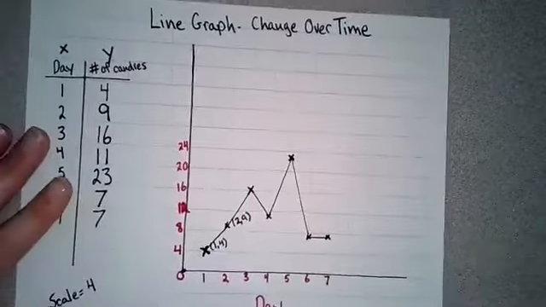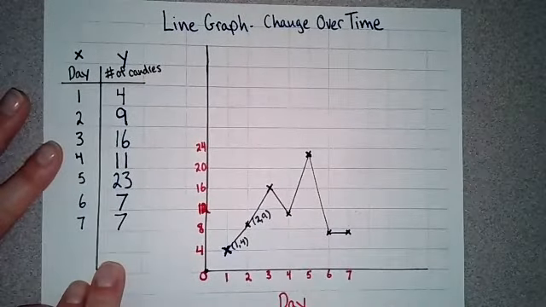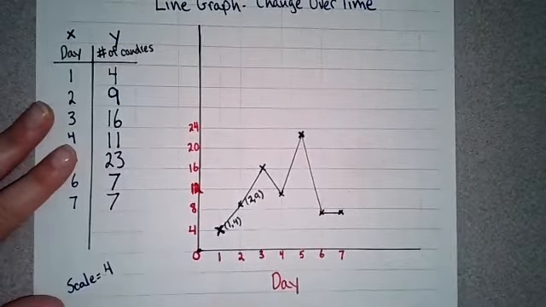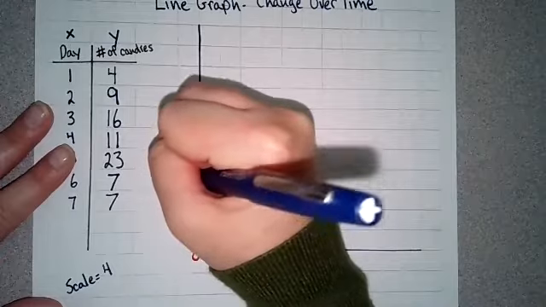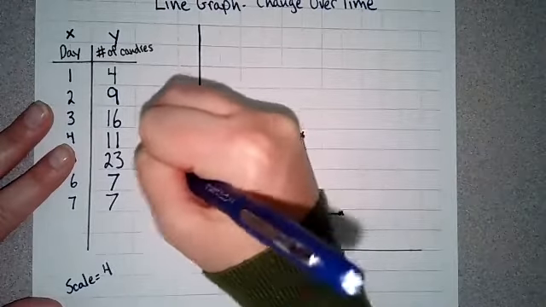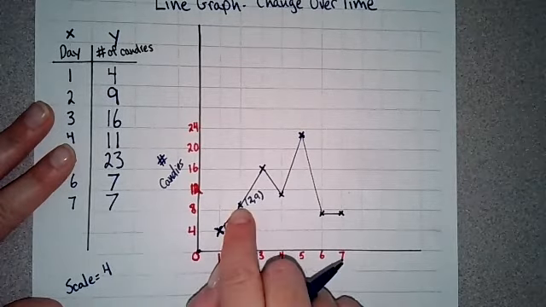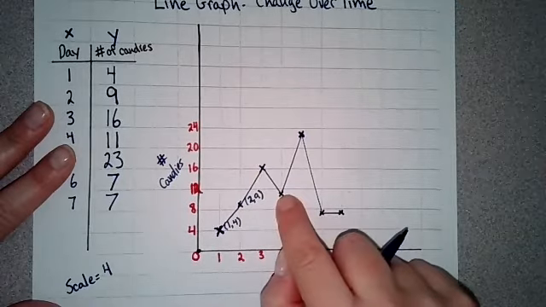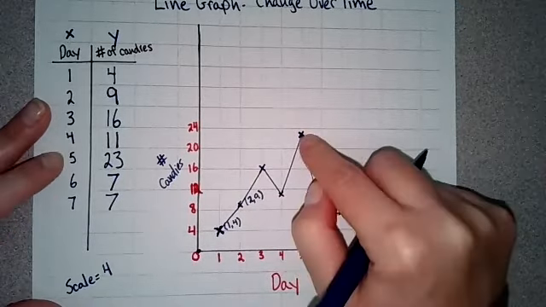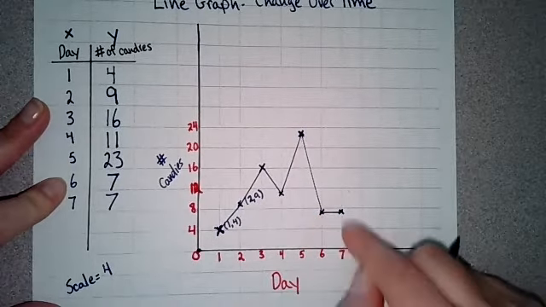All right. So you are understanding now that line graphs come from data that is changing over time. Okay. So on this side, you've got the days of the week going by, and up here going up and down, you've got the number of candies I gave out. So day 1, I did 4. Day 2, there were 9. Day 3, there were 16. Day 4, there was 11. Day 5, 23. Day 6 is 7, and day 7 is 7.